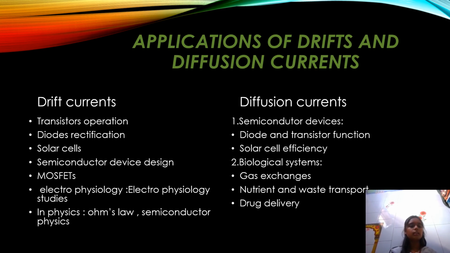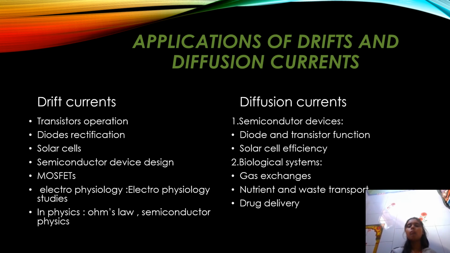Next, solar cells and semiconductor device designs, MOSFETs, and also Ohm's law in physics. Drift velocity, the average speed of charge carriers, is directly related to the current flow and can be used to explain Ohm's law. And next, diffusion currents.